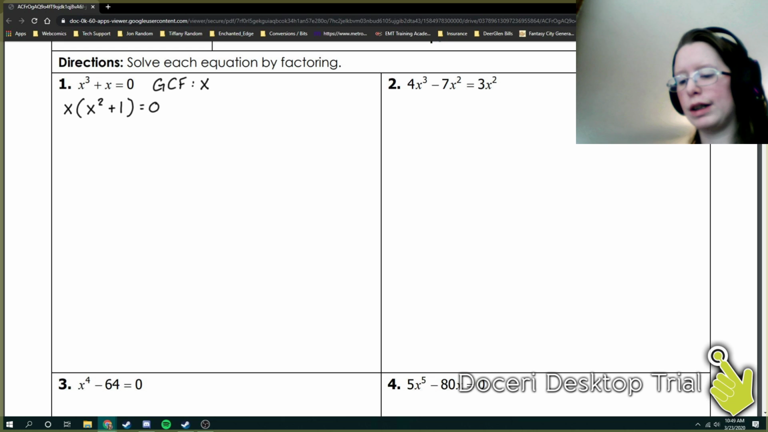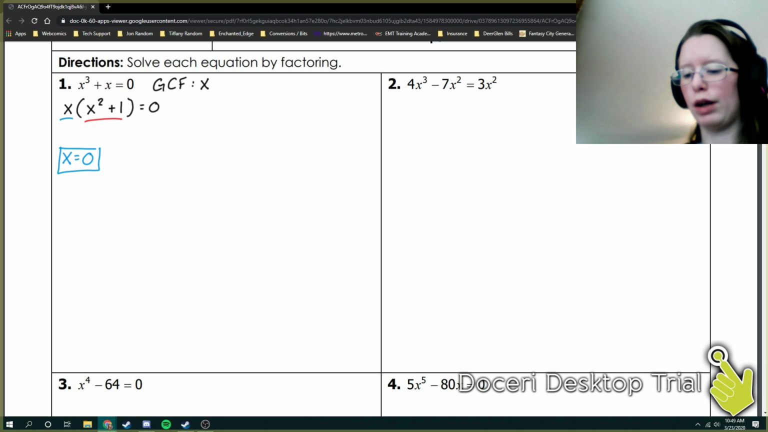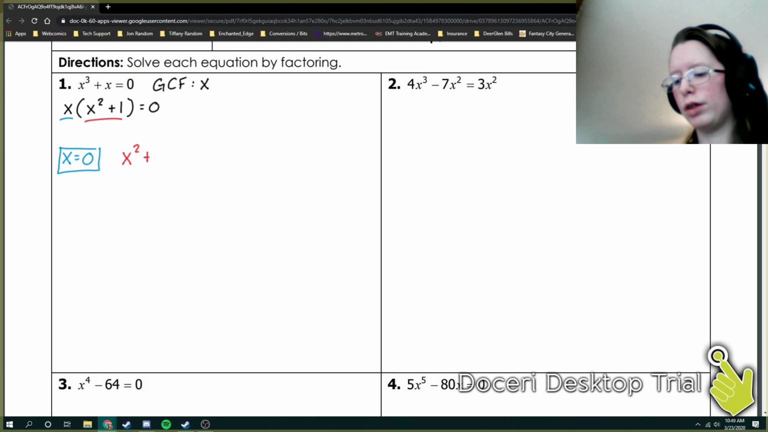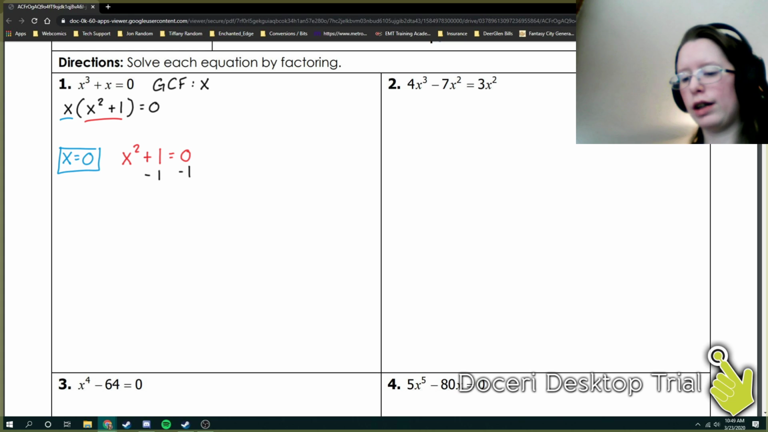Now that I factored it, I'm going to take the 2 parts, x and x squared plus 1, and set them both equal to 0 and see what we get. If I set x equal to 0, yay, there's no solving needed for that problem. For the other one, x squared plus 1 equal to 0, I'm going to solve that for x. First thing I'm going to do is subtract over the 1. Just like in class, I'm going to write all the in-between stuff down. If you don't need to, cool.